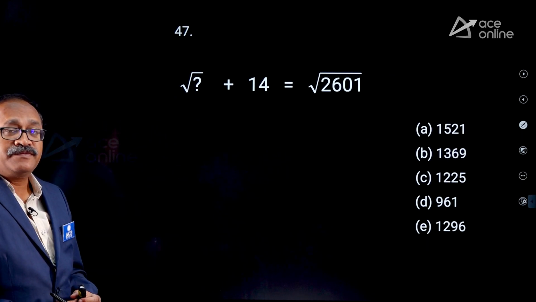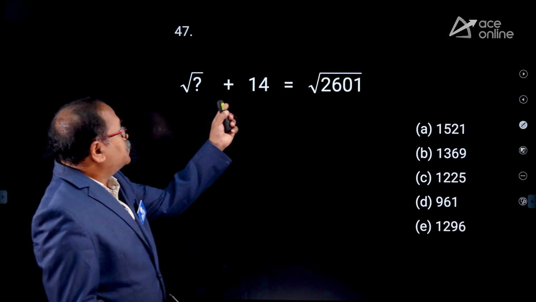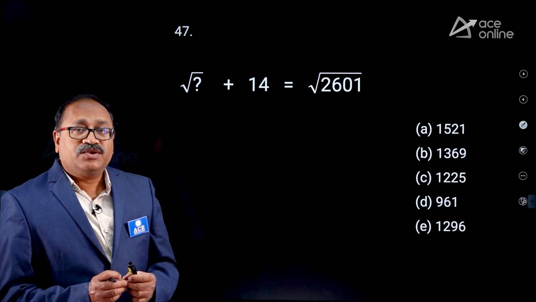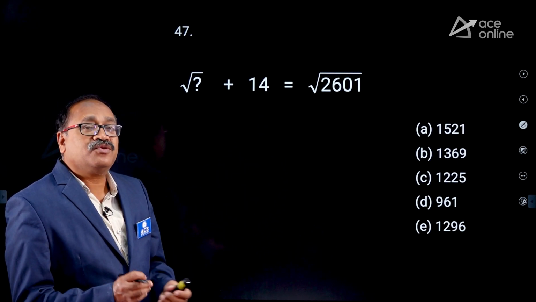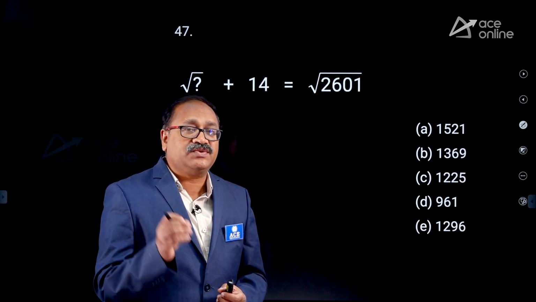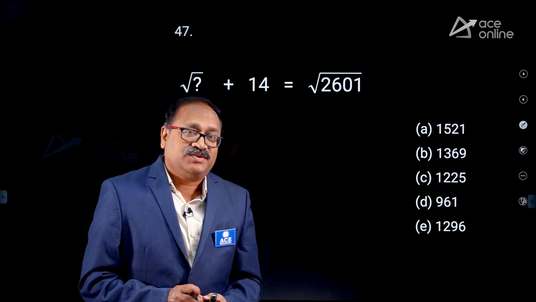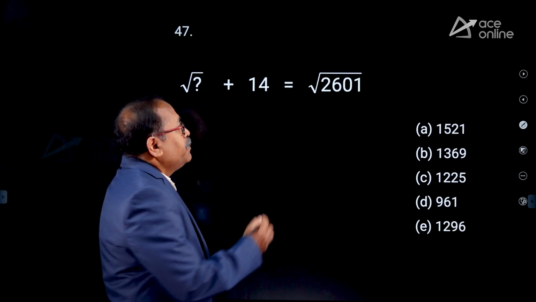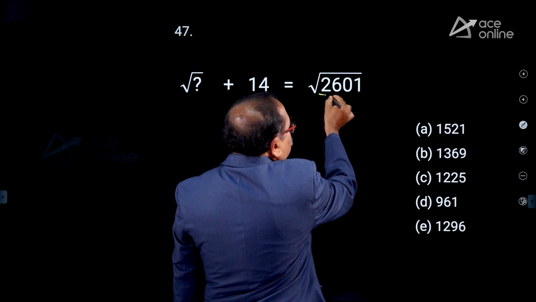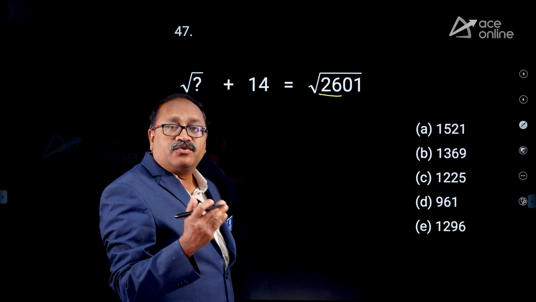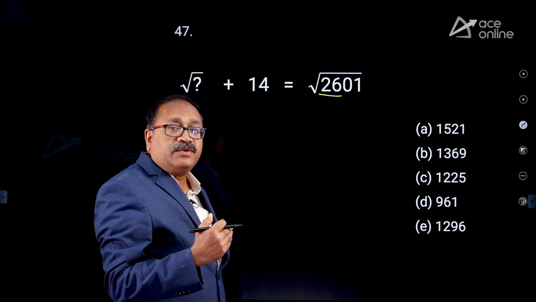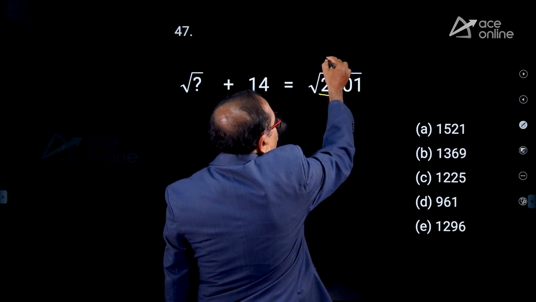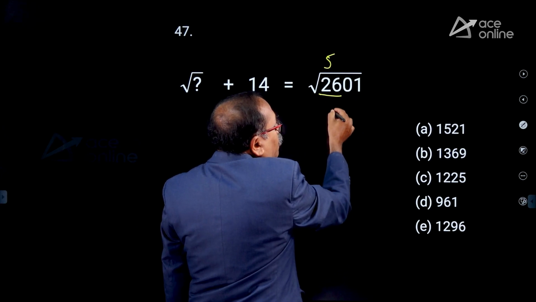Question number 47. Square root of x plus 14 is equal to square root of 2601. You are expected to know how to find out the square root of any 2-digit number, which we discuss in our speed maths. So I request you to must watch those videos. So let's work out over here. The first 2-digit number is 26, which is greater than 5 square but less than 6 square. So my first number will be 5 here, and I will take out 25 from here.